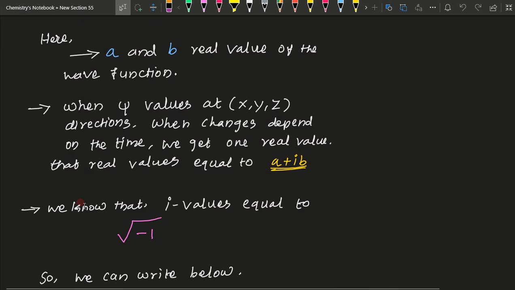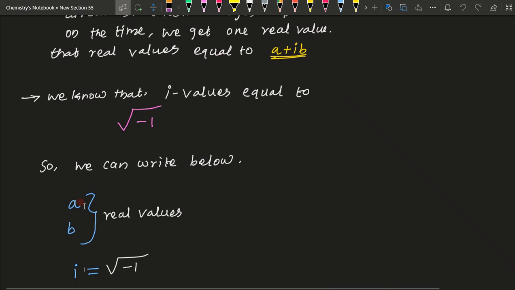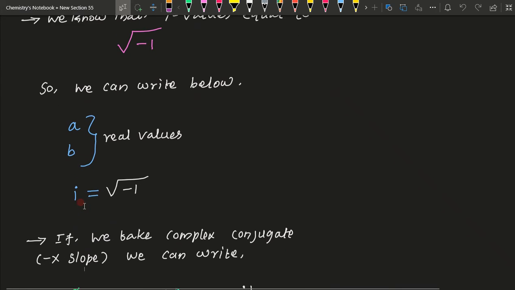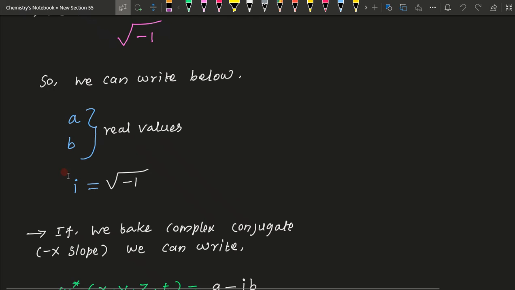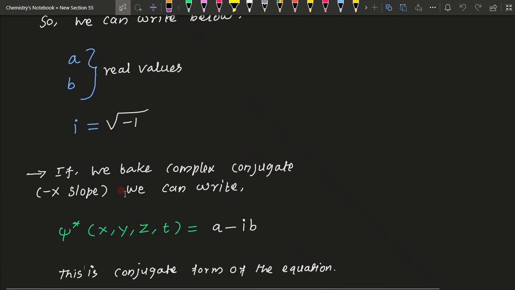We know that i is equal to root of minus 1. So we can write, a and b are both real values and i equals root of minus 1. If we take the complex conjugate, we can write psi star(x, y, z, t) equal to a minus ib.